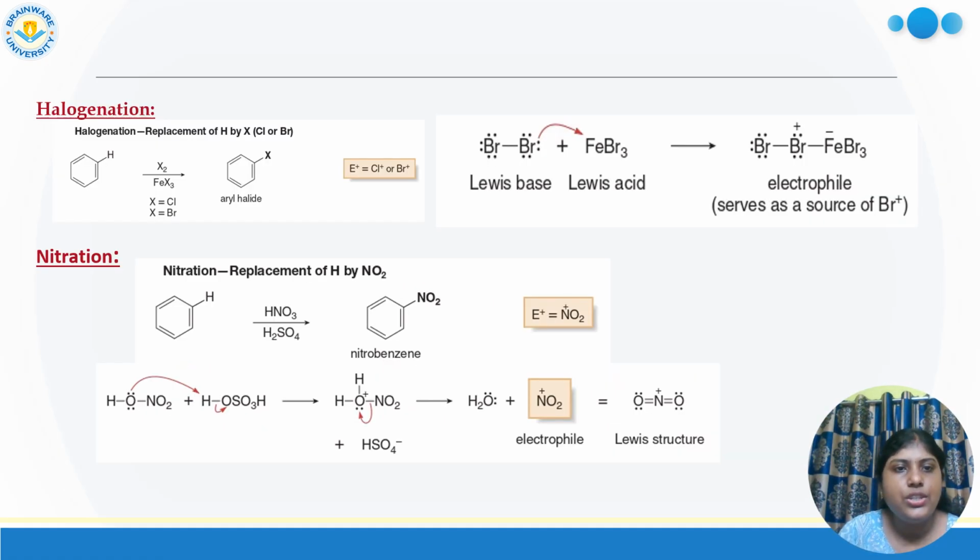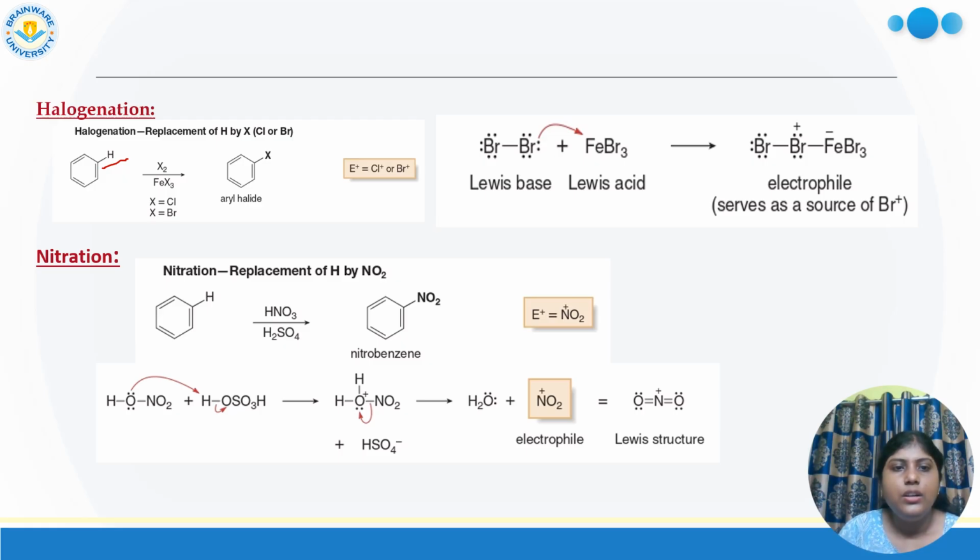Next, halogenation reaction. Benzene is treated with halogen with anhydrous FeX3, that means Lewis acid. Then the electrophile Br plus will form, and this Br plus will replace this hydrogen of the benzene and halobenzene will form.